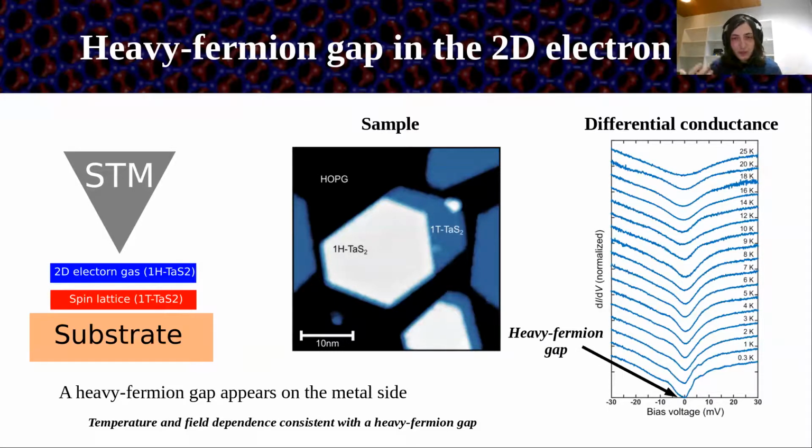And of course, we have looked at the dependence of both the Kondo peak and the heavy fermion gap as a function of magnetic field, temperature, and all these dependencies are consistent with what is known in heavy fermion physics.